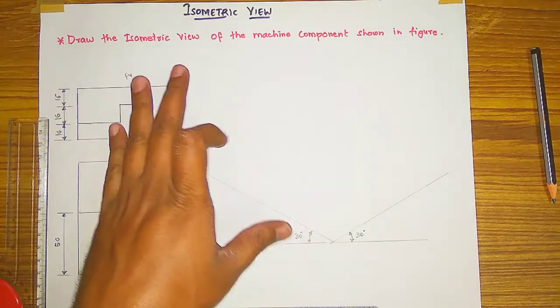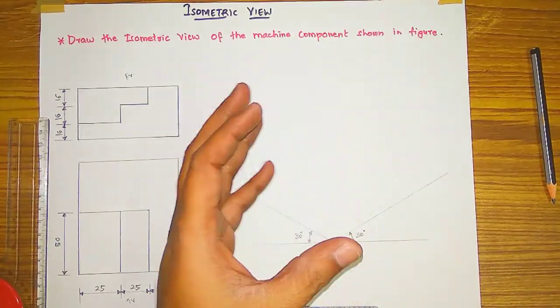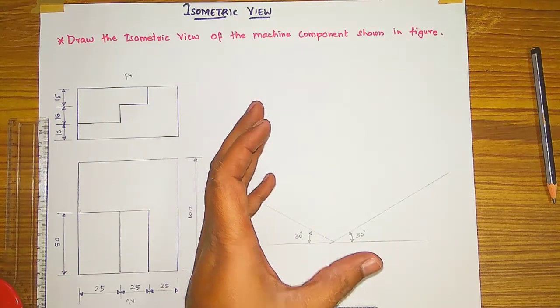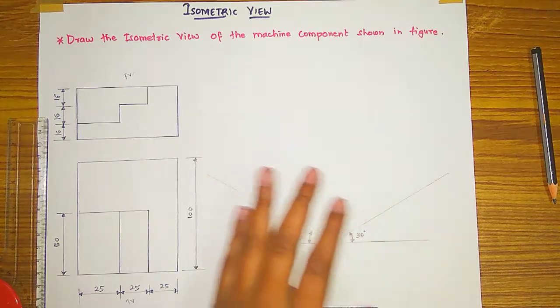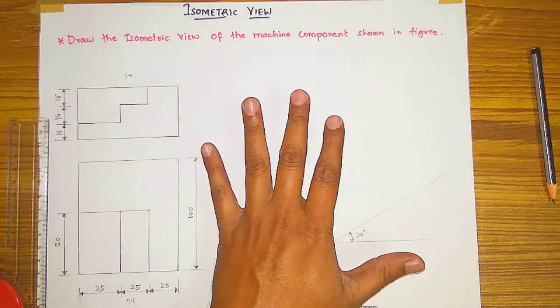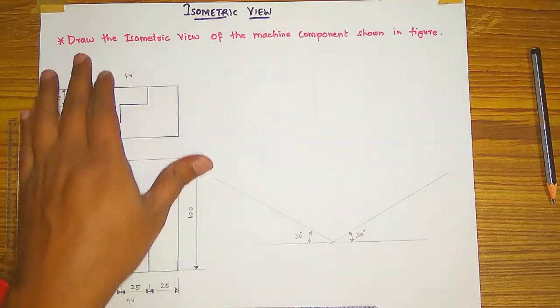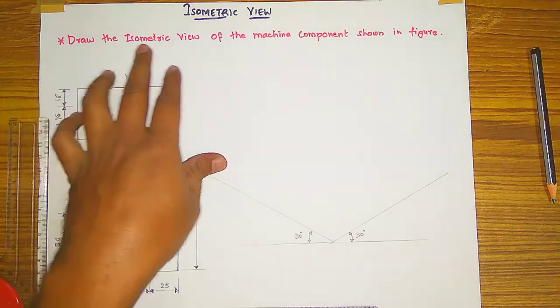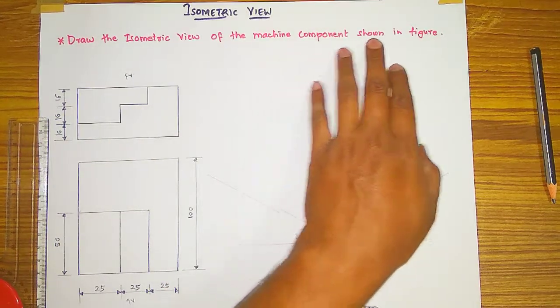And this problem is applicable to diploma, ITI and engineering students, and it is of 10 to 15 marks for different branches. And after watching my videos, please practice by yourself. And I will start my question now. Draw the isometric view of the machine component shown in figure.